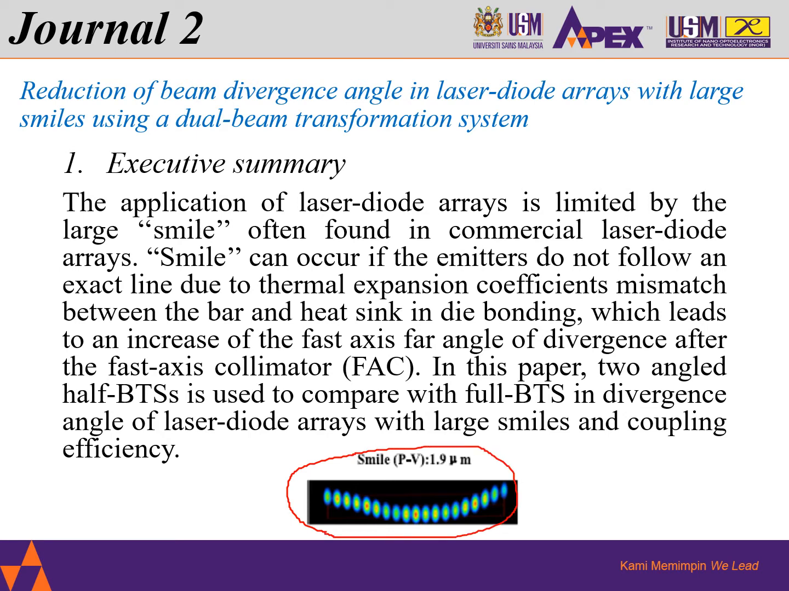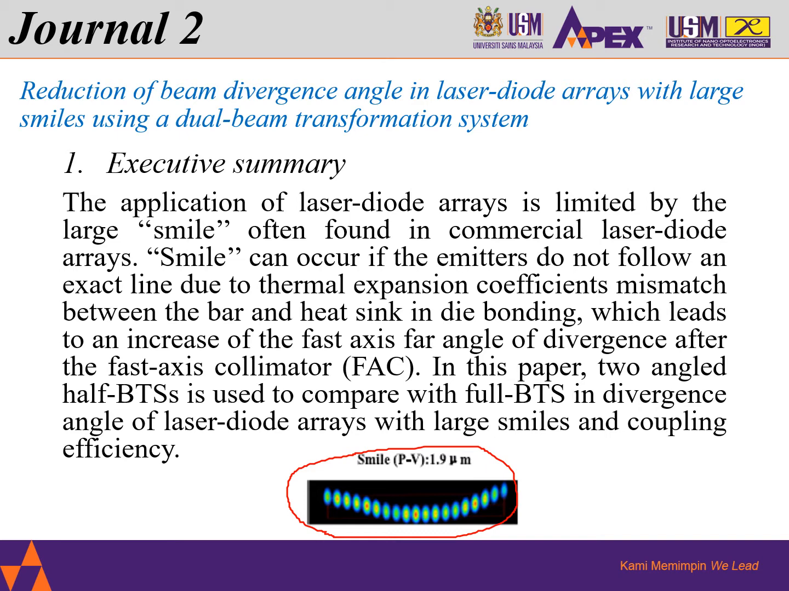This often occurs when a series of laser diode emitters are arranged so that they do not follow an exact line, or sometimes it's due to thermal expansion coefficient mismatch between the bar and heat sink during die bonding, and this will lead to an increase in the angle of divergence after the FAC, fast axis collimator.